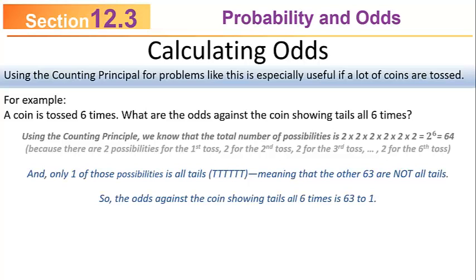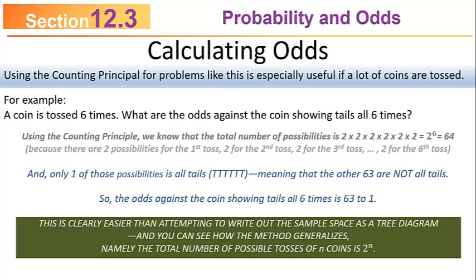So the odds against the coin showing tails all 6 times will be 63 to 1. Going back to the previous problem with 3, it's 7 to 1. And again, there's only one that has all tails no matter how many coins you're tossing. The rest of them are not all tails. So the critical part of any of these problems is getting the 64 or the 8 or whatever that number is: 2 to the power of how many coins you're going to toss. So you can see how that generalizes.